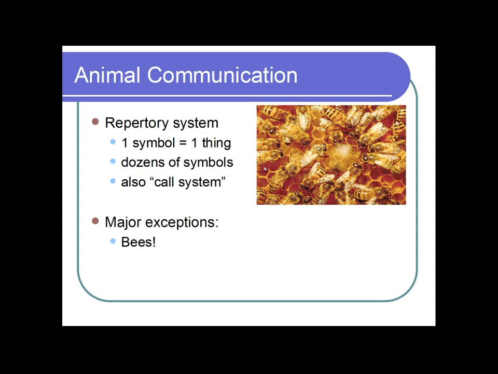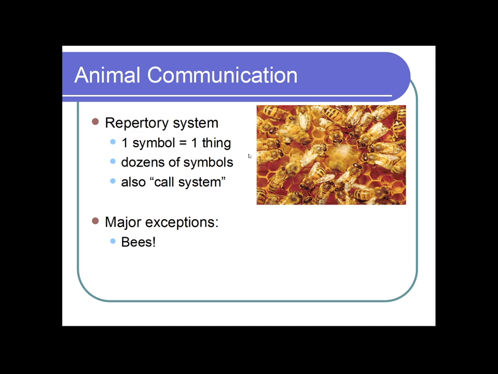A bee goes out and finds food anywhere in the world, can come back, and do a certain dance that will direct the other bees to that food source. So that's like being able to say one sentence, this is the location of a food source, and be able to put in variables. You can already see that it's transcended the repertory system in a certain way.